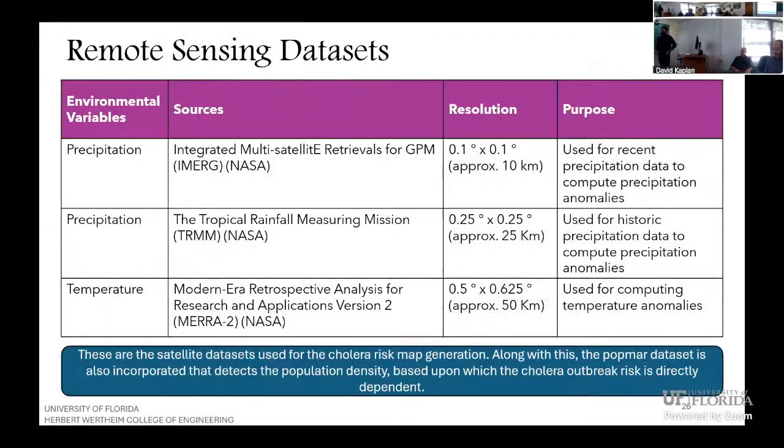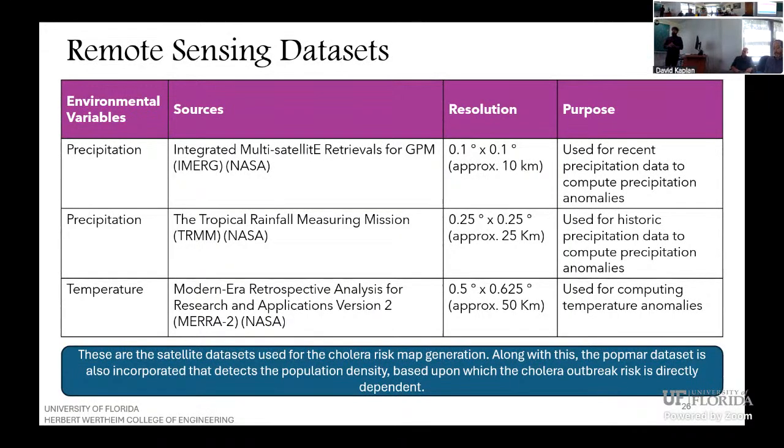These are the remote sensing data sets that have been used. Now, the precipitation and temperature, these are the 2 things that I was talking about in the initial slide as well: the environmental variables responsible for having an association with the Vibrio. Now, there are 2 precipitation data sets.